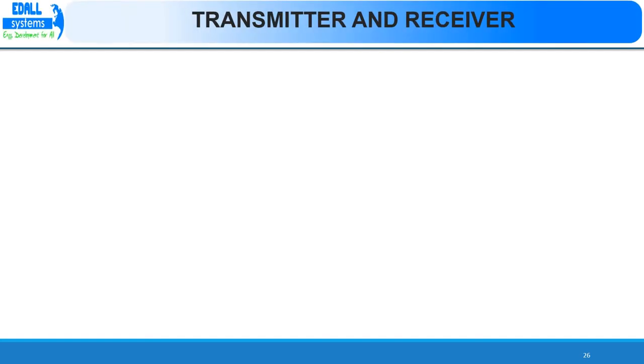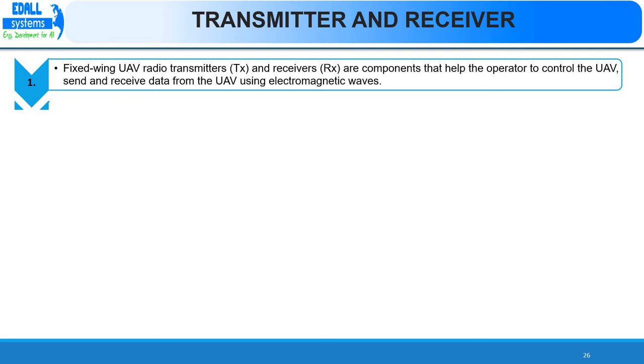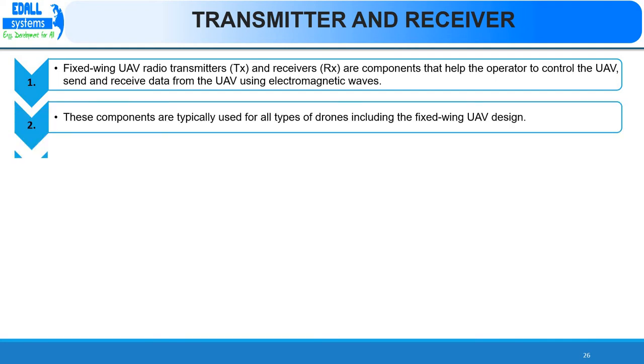Next is the transmitter and receiver. The radio transmitter and receiver of fixed-wing UAV help the operator to control the UAV and send and receive data from UAV using electromagnetic waves. These components are used for all types of drones, including fixed-wing UAV design.